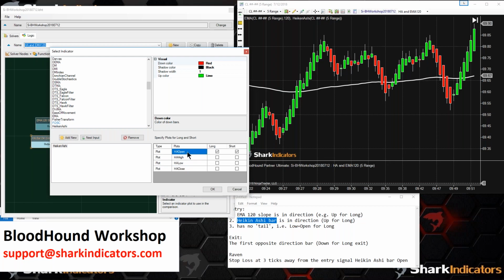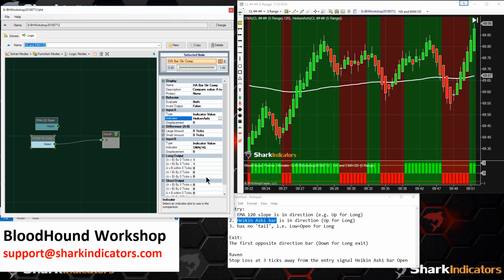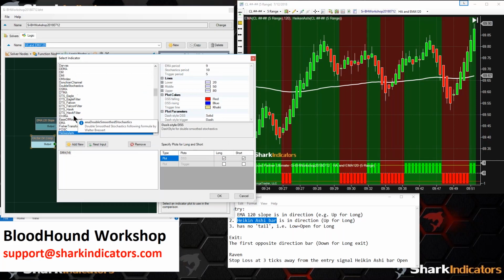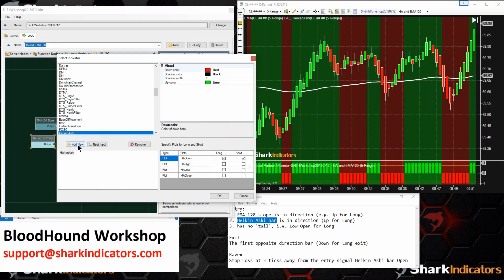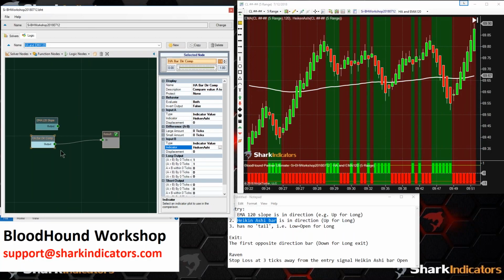So I said we're going to use the open price first. So there we go. Open price is already selected for us automatically. And of course, in the parameters here, there are no parameters for the Heiken Ashi. So just click OK. That part's done. Now let's go into input B and set up the Heiken Ashi closing price. Click OK.